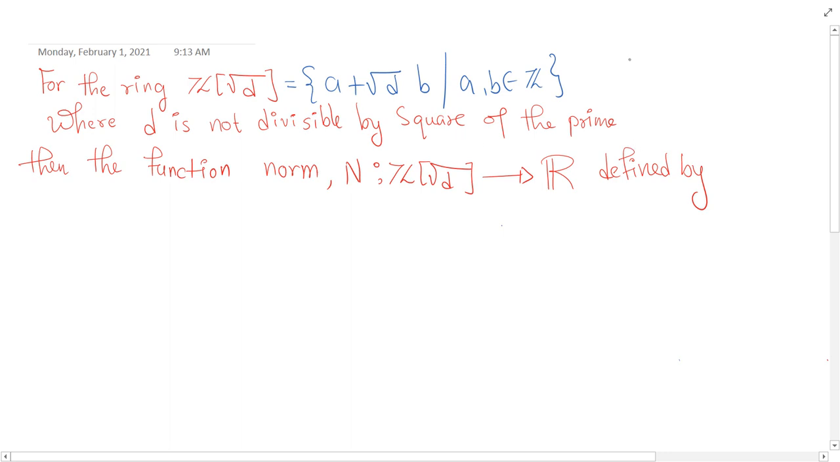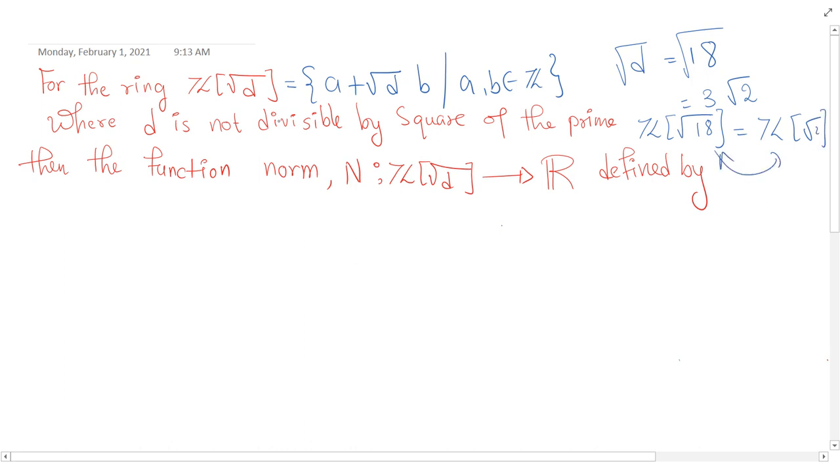That means I cannot take d equal to 18, because 9 divides it. Why can we not take it? Because √18 is actually the same as 3√2. We want the most simplified version of this root. Hence, we consider d not divisible by the square of a prime. The simple reason is that Z[√18] is actually the same as Z[√2], so there should not be any overlapping like this. Hence, d is an integer not divisible by the square of any prime.